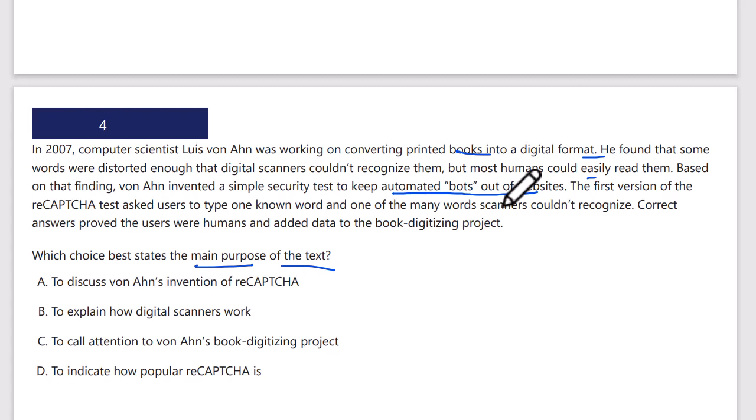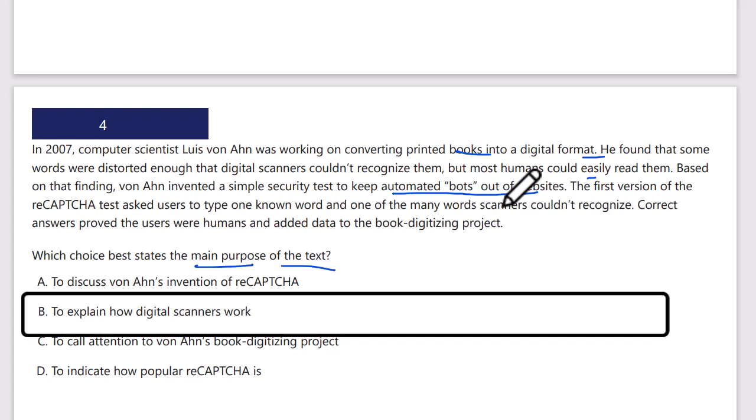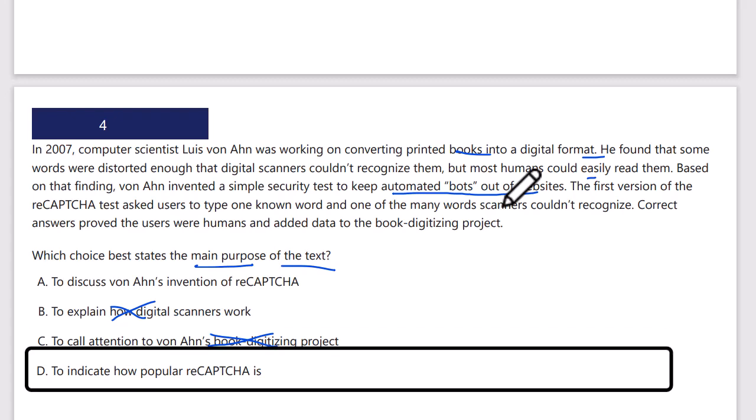Okay, so discuss von Ahn's invention of reCAPTCHA. Yes, it is definitely doing that. To explain how digital scanners work? No, that's not correct. To call attention to von Ahn's book? No, not calling attention to his project. To indicate how popular. Again, it's not about the popularity. Those often are the wrong answers. A is the correct answer.